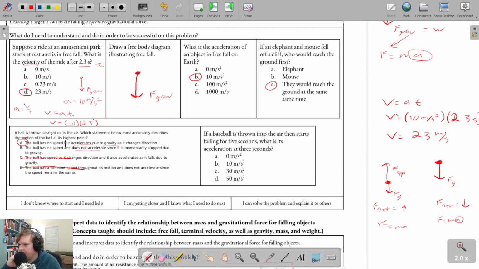So we're on the last one. If a baseball is thrown into the air, then starts falling for 5 seconds, what is the acceleration at 3 seconds? Well, same drawing. We have our baseball. It is falling. What's the acceleration at 3 seconds? Well, the only force acting on it is gravity, and we know the acceleration due to gravity is 10. So it doesn't matter what time it is, the acceleration is 10. So that learning target is done, and we can move on.